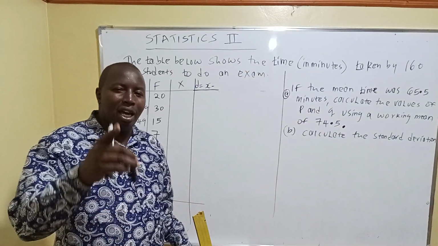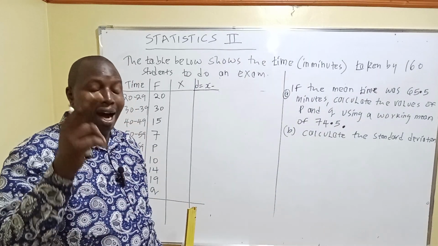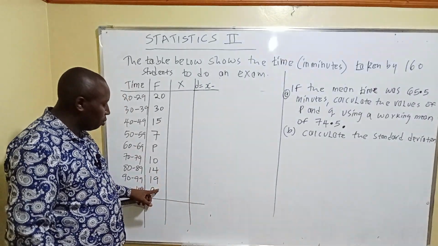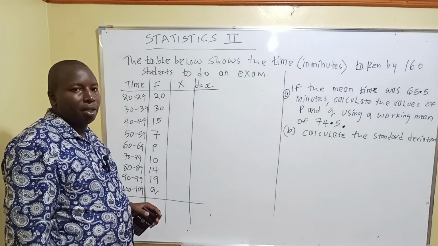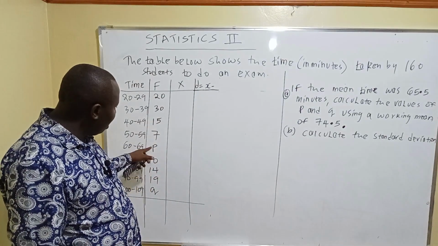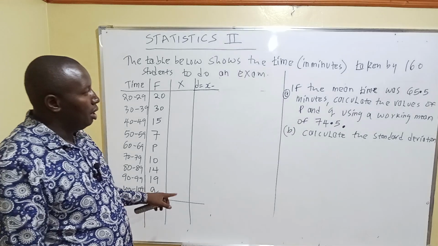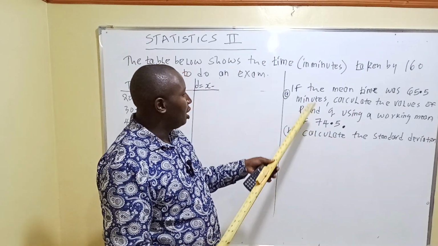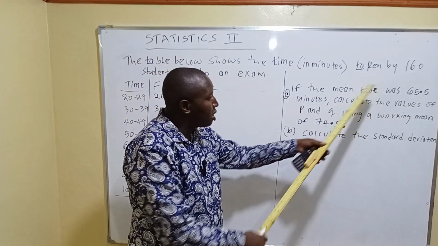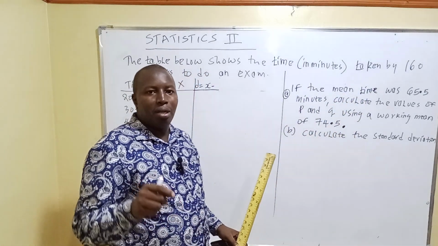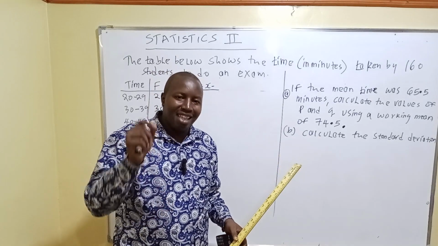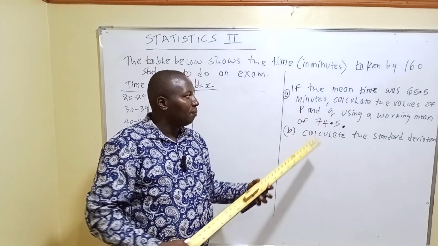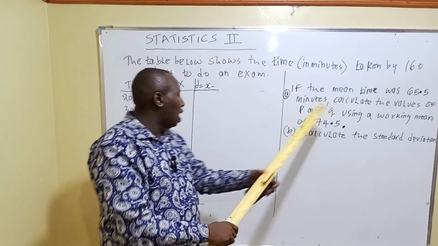So therefore, in the frequency column, there are two unknown variables, two variables that are not known. We have P and Q. We need to work them out. Then, the next question here, first question A. If the mean time was 65.5, that is the actual mean. The actual mean is 65.5 minutes. Calculate the values of P and Q now.